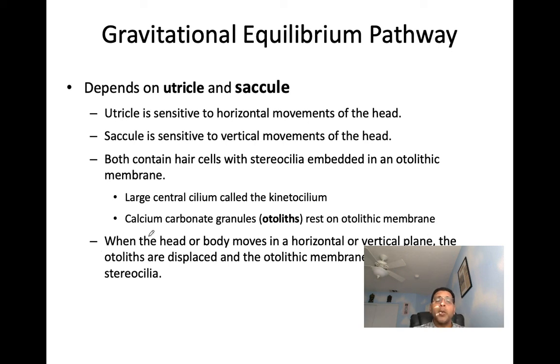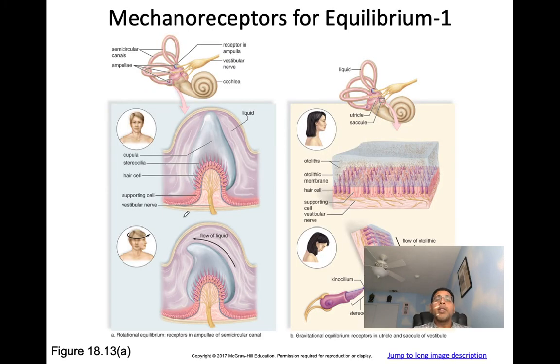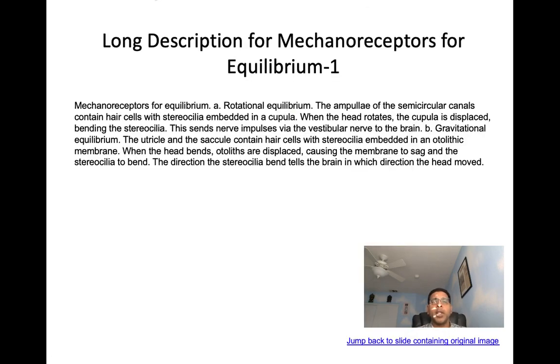Now we can see when the head or the body moves in a horizontal or vertical plane, the otoliths are going to be displaced and the otolithic membrane sags. And when it sags, this bends the stereocilia, which then generates action potentials along the nerve fiber, sending signals to the brain, allowing the brain to know what's going on. So here in this slide, we can see we've got the mechanoreceptors for equilibrium. We'll look at each one individually. So let's move to the next slide.